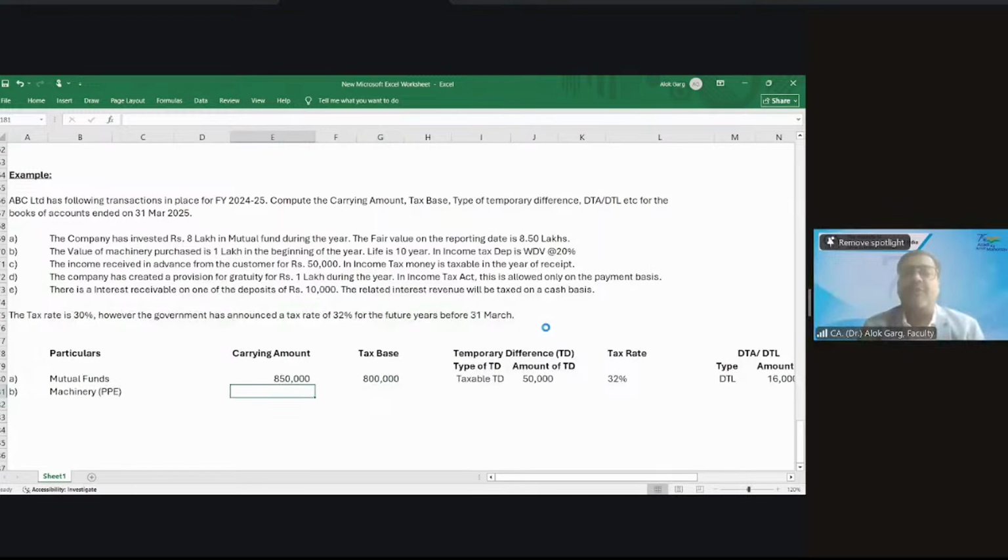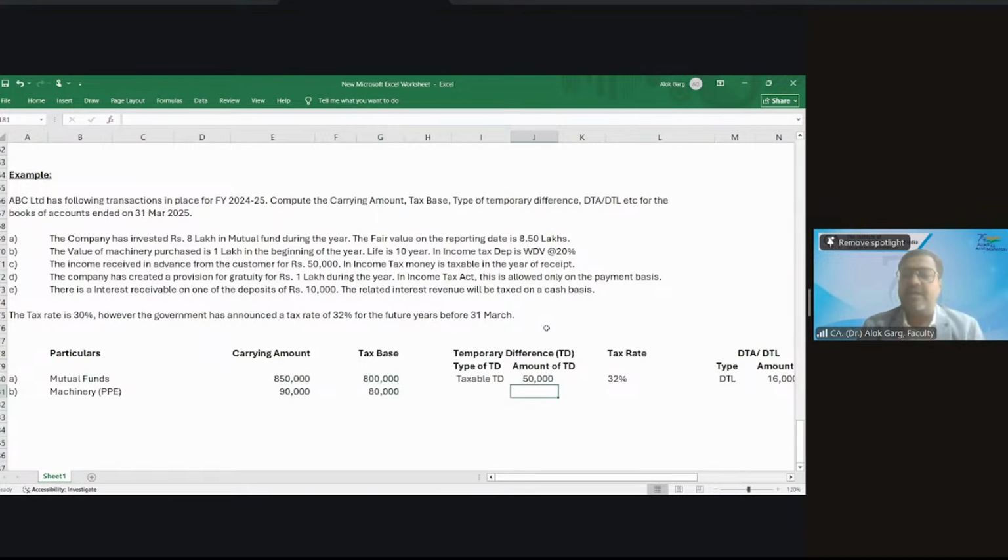So what will be the carrying amount? Cost is 1 lakh and life is 10 years. What is the depreciation in the first year? 10,000. So 90,000 is the carrying amount. What is the tax base? 1 lakh is the cost. What is the depreciation? WDV at the rate of 20%, so 20,000 is the depreciation. 80,000 is the tax base. So 90,000 is the PPE carrying amount and the PPE tax base is 80,000.